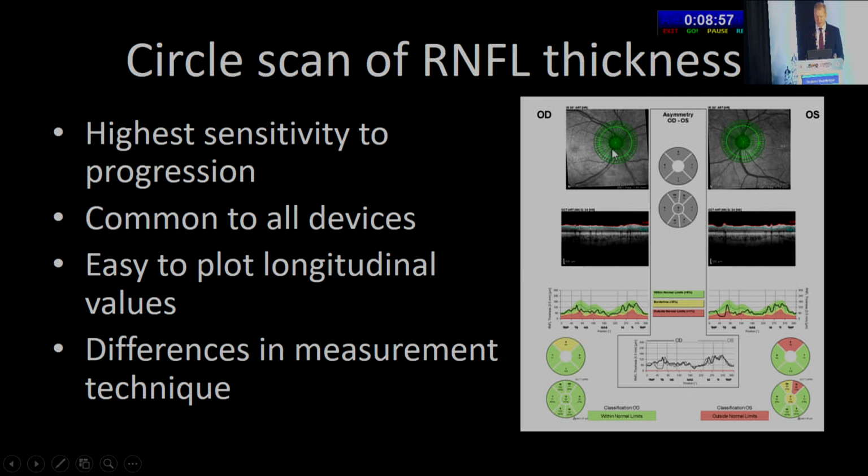This is an example, and the way I explain this to my patients is that it takes a thickness measurement around your optic nerve. We unroll that measurement here, and then we compare you to a normative database, and here is where your data falls, whether you're normal here, and then outside normal limits here.